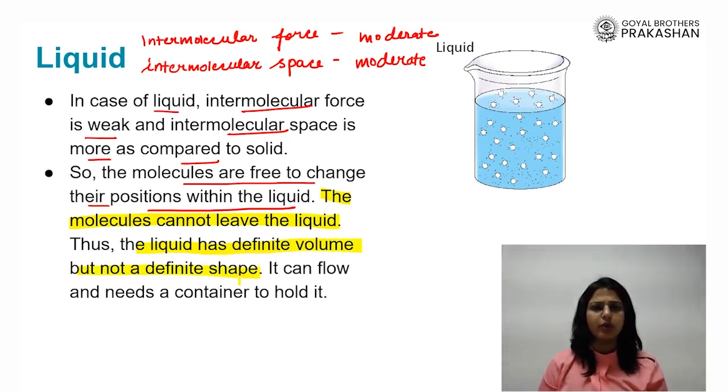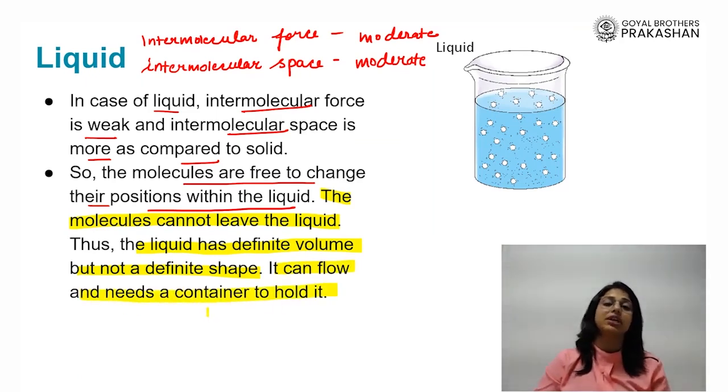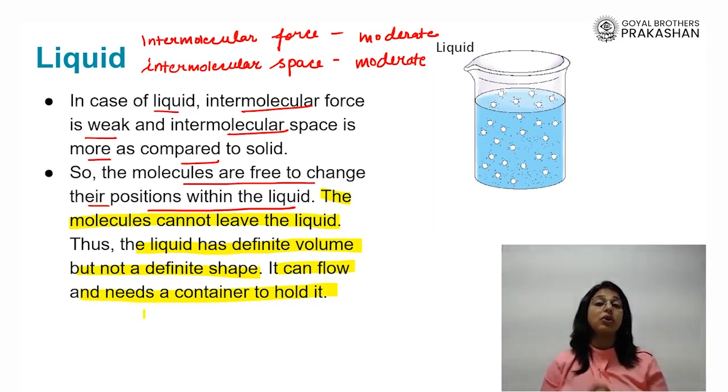But what about the volume? Now, if I take 100 ml of water in a glass and I put that 100 ml in a bottle, that 100 ml is not going to change by changing the vessel, though the shape does. Hence, for liquid, what can we see? We can see they do not have a definite shape, but they definitely have a definite volume. It can flow and it requires something to hold it, such as a container. So, hence we again see it is all about the structuring of the molecules depending on their intermolecular force and intermolecular spaces, how the state will be for matter.